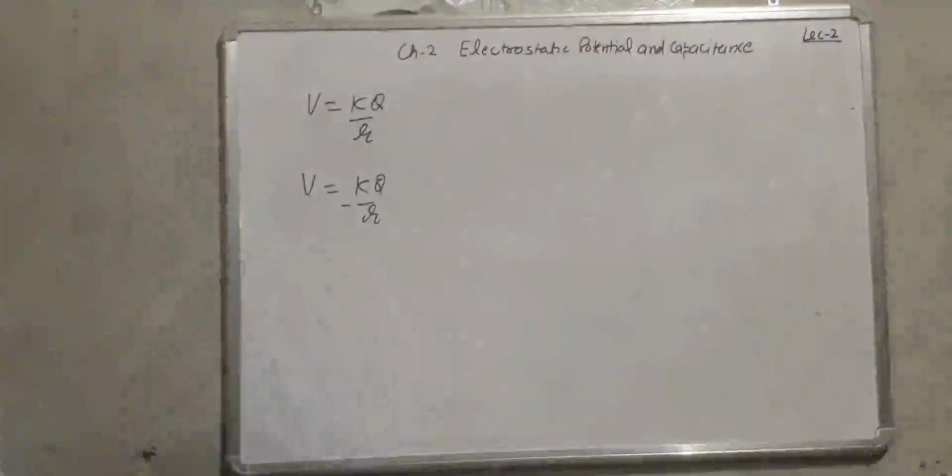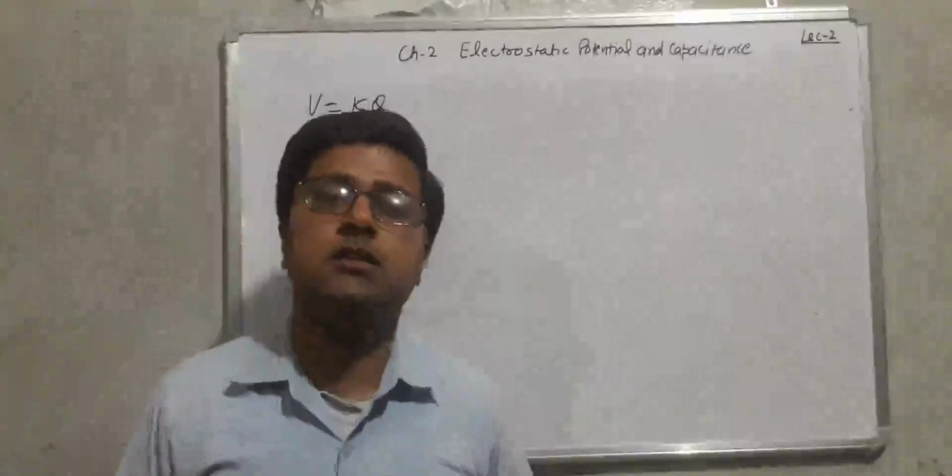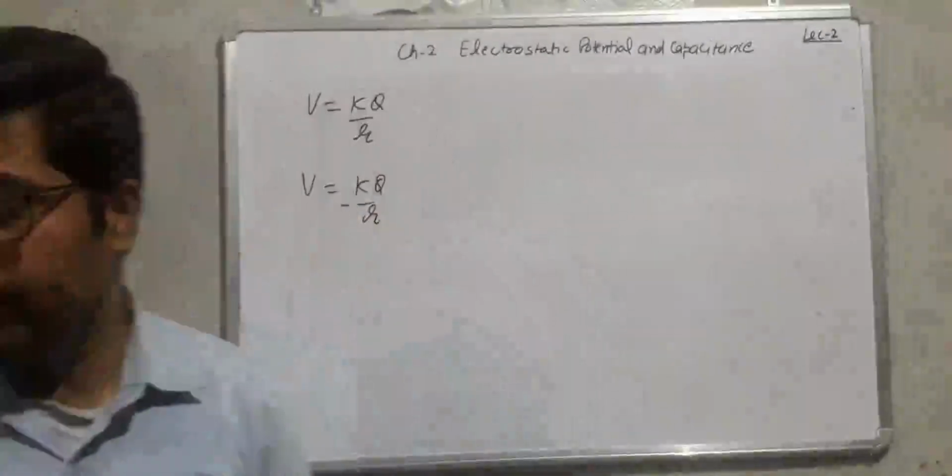So in this lecture, first of all we are going to discuss 2-3 numericals, and then we will discuss electrostatic potential due to a ring having charge. Then we will discuss electrostatic potential due to an electric dipole. Okay, so let's begin.